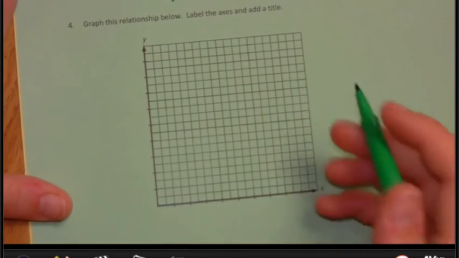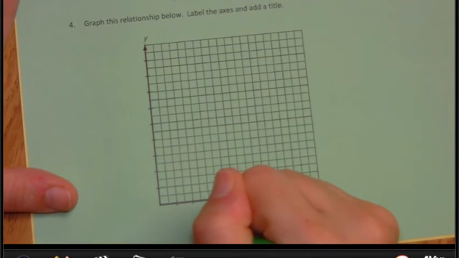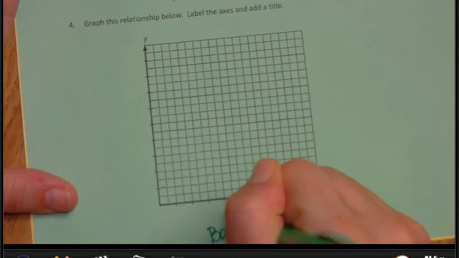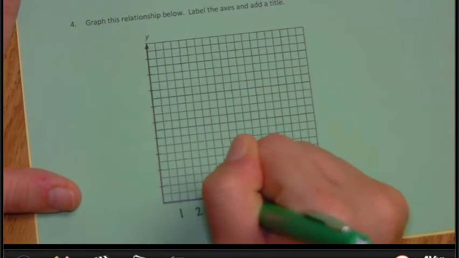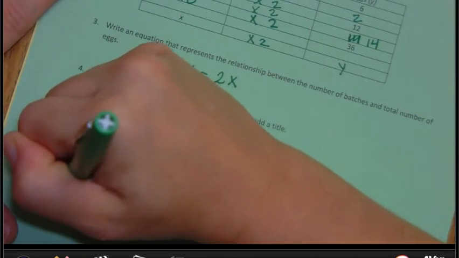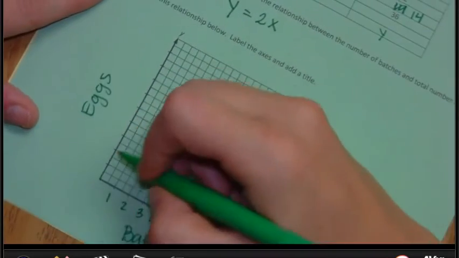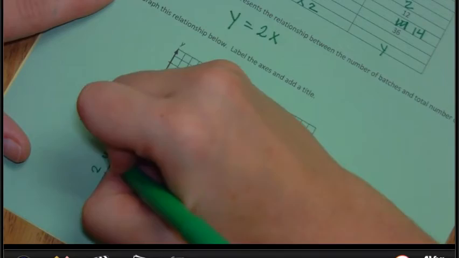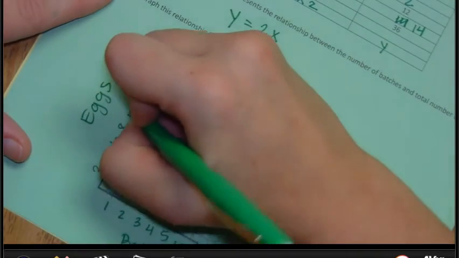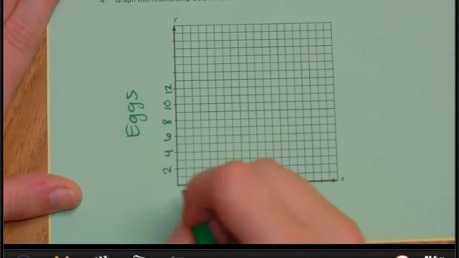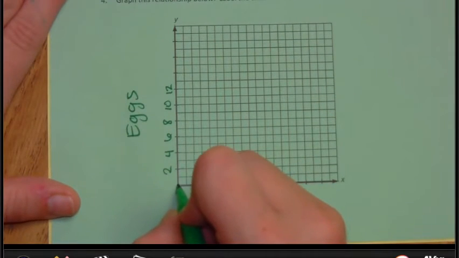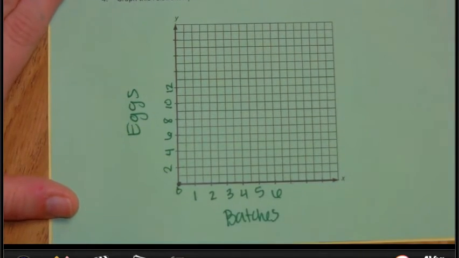And then let's go ahead and graph this. I'm going to say batches here. And then we can go, let's say 1, 2, 3, 4, 5, 6. And then we're going to do eggs on the side, on the y-axis. And I'm going to have 2, 4, 6, 8, 10, 12. Okay. So if I have 0 batches, how many eggs am I going to use? Well, 0 because I haven't started baking.